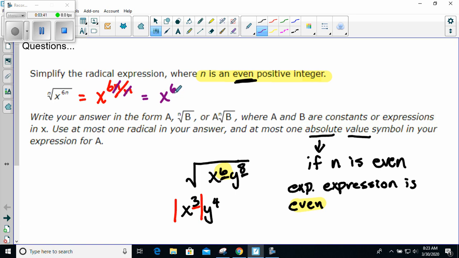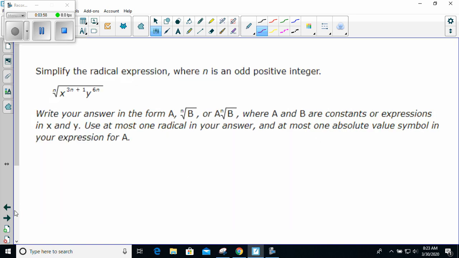If it came out as a 5 or as a 3 or as a 1, I would need to put the absolute value around it, but because it came out as x to the 6th, I'm good. So the nth root of x to the 6th n is just x to the 6th power. Right? That was kind of one of the easier questions in that subset. Let's take a look at a more difficult one.